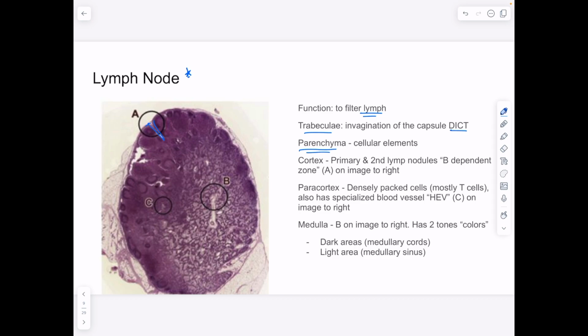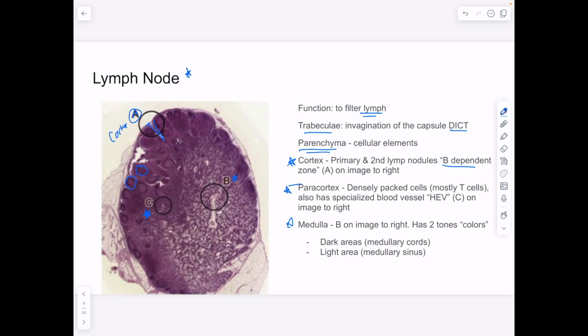The breakdown of the lymph node is, in this region A out here, we have our cortex. Then in region B, we have our paracortex. Or excuse me, region C, we have our paracortex. And then B right here is our medulla, with dark areas, which are our medullary cords, and light areas, which are our medullary sinuses, which are vessels. Our cortex is considered the B-dependent zone. As you can see, we have secondary nodules, we have primary nodules. And so the cortex is the B-dependent zone.